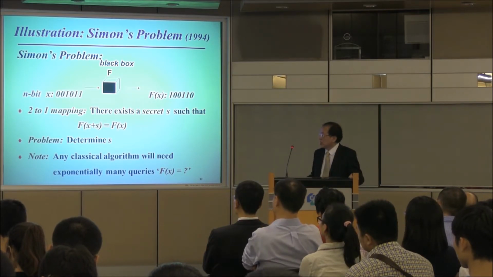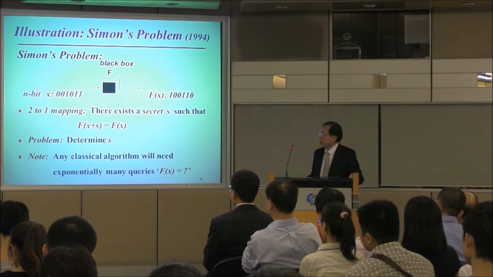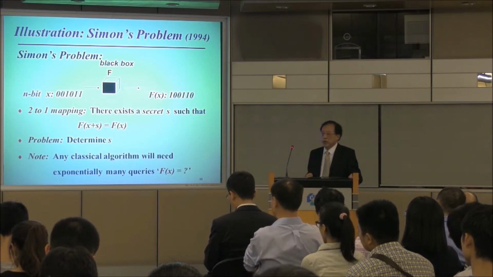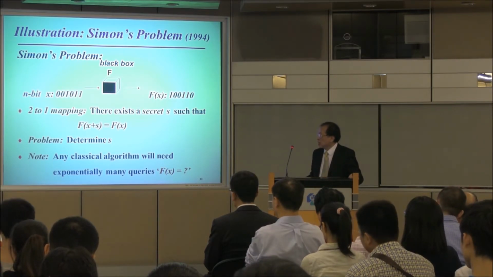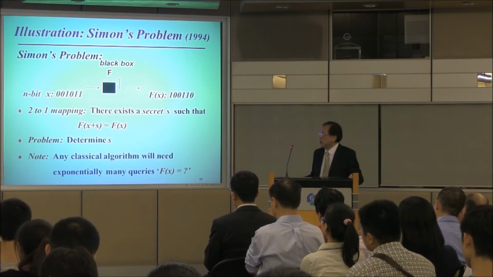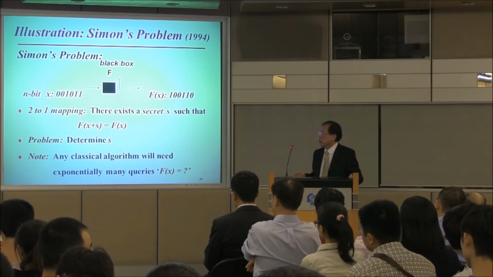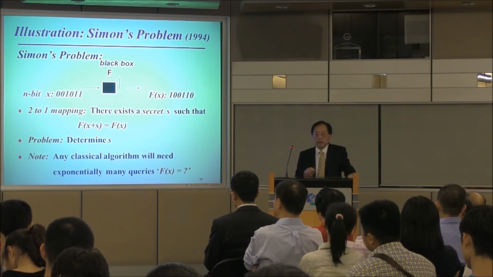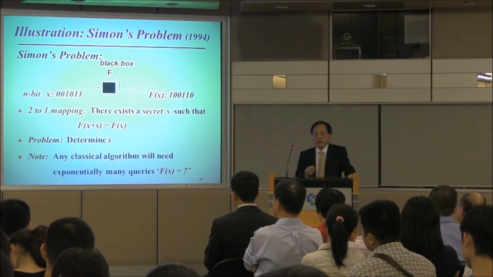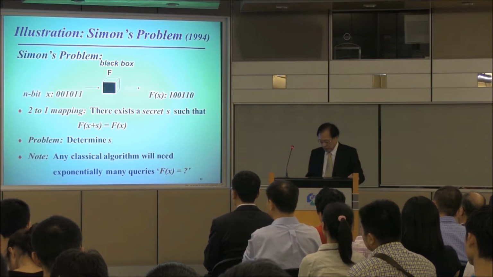Okay, and so suppose you are given a black box with this property, and the problem I want you to solve is to find out what secret this black box has. Note that it's intuitively clear any classical method for trying to determine the secret S will need exponentially many queries. You have to run this black box an exponential number of times, because if you don't, this black box will essentially behave like a 1-to-1 random mapping for you.